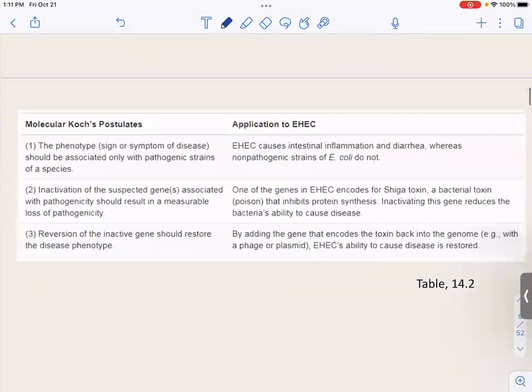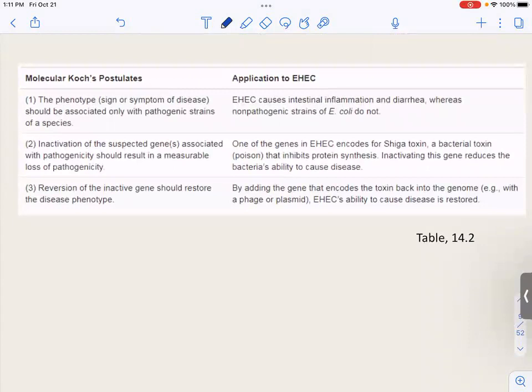In 1988, Stanley Falkow developed a follow-up to Koch's postulates, which he called the molecular Koch's postulates. I don't want to talk in too much detail about this, but the goal is to find a gene that causes the organism to be pathogenic.